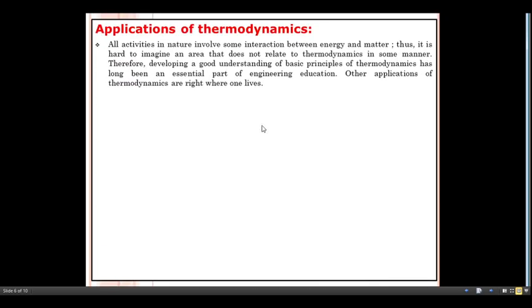See the application. All activities in nature involve some interaction between energy and matter. Thus, it is hard to imagine an area that does not relate to thermodynamics in some manner. Therefore, developing a good understanding of the basic principles of thermodynamics has long been an essential part of engineering education. Other applications of thermodynamics are right where one lives.